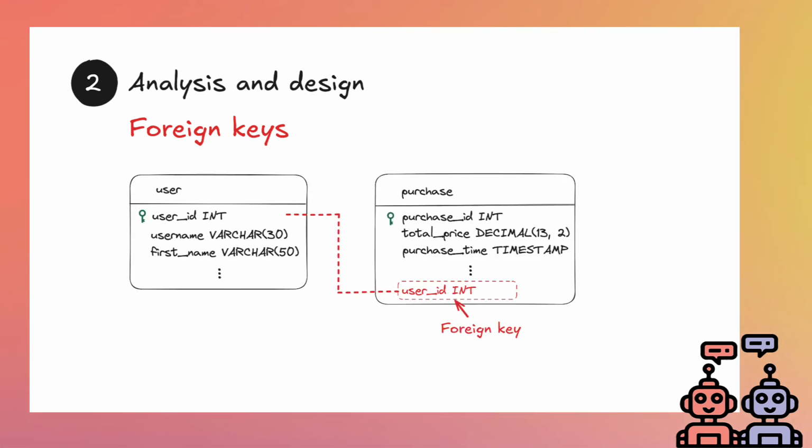Exactly. To actually implement that one user, many orders link, the orders table would typically have a column, say userid, that stores the primary key of the user who placed the order. That userid in the orders table is a foreign key. It points back to the users table. Ah, okay, so the foreign key is the connector. It's a connector, and it helps enforce the relationship.